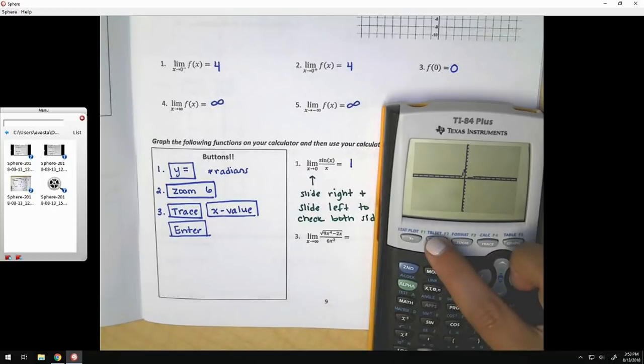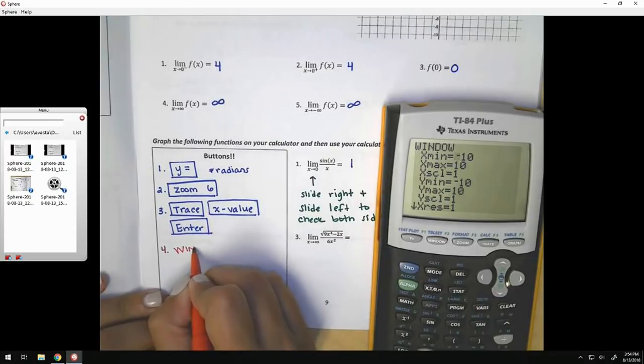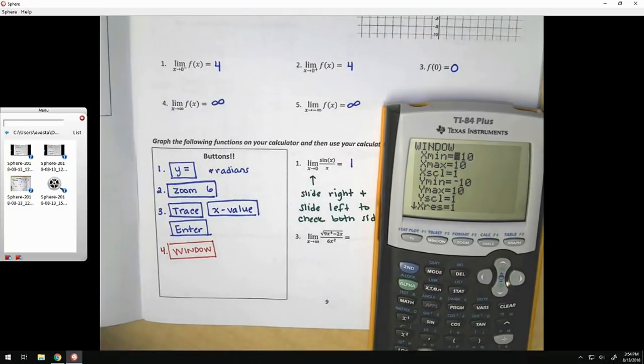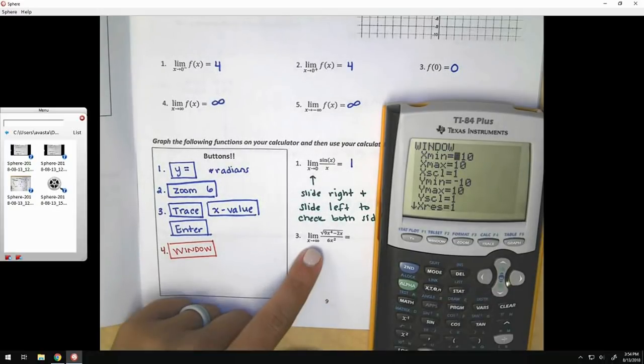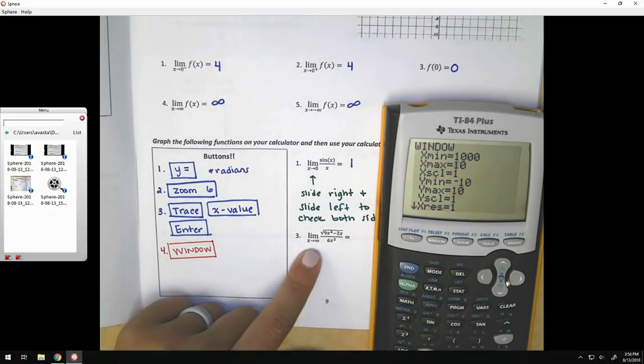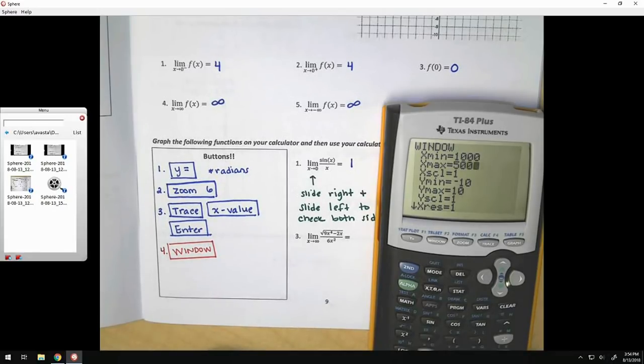So what I'm going to do next is I'm going to go to Window, and I need to increase the size of the x values that I can see. So x min stands for the smallest x value that I can see. Well, if I want x to be super huge, then I'm going to make my smallest x value like 1,000. X max stands for the largest x value that I'd like to see. Now I want my x's to be really big, so I'm going to make that like 5,000. I'm actually going to make this like 4,000 and this 5,000.